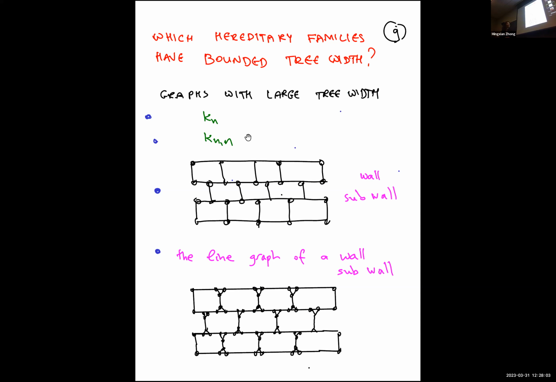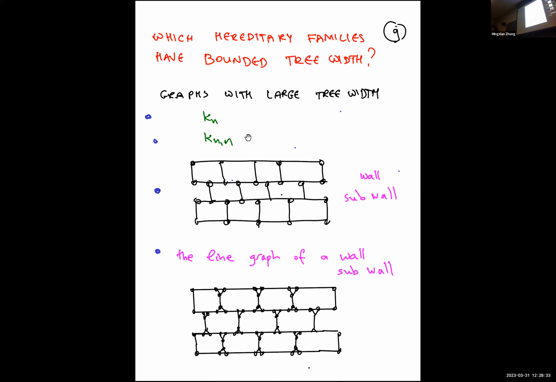But what I want to talk about is when can you get bounded treewidth? Sometimes when I give this talk, I stop for 10 minutes and explain how bounded treewidth is not the right thing to look at, and then I go back to this slide. It's always a bit awkward, but I didn't do that. So what I want to focus on in this talk is to try to understand which hereditary families have bounded treewidth, where hereditary means closed under taking induced subgraphs.